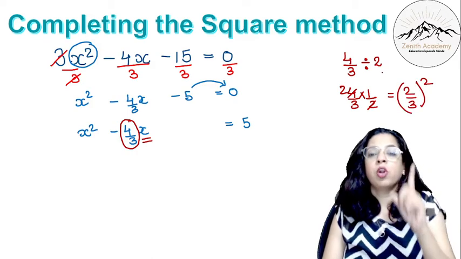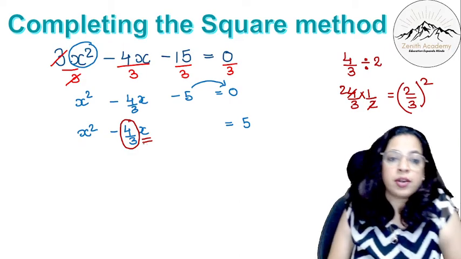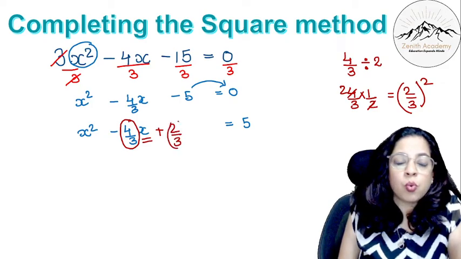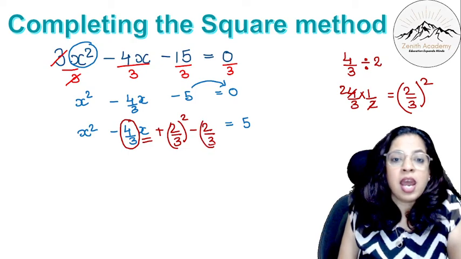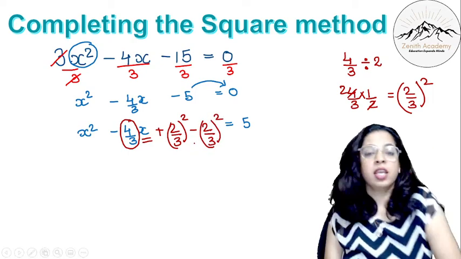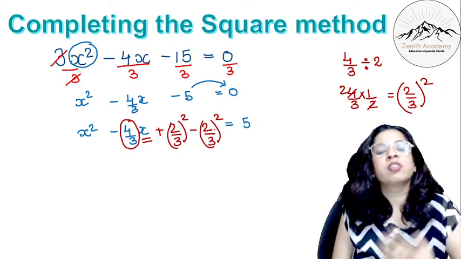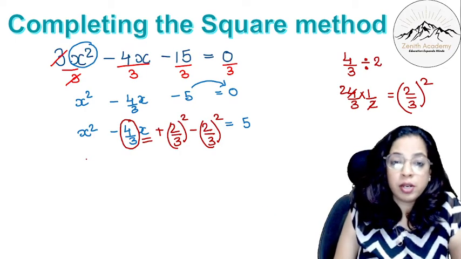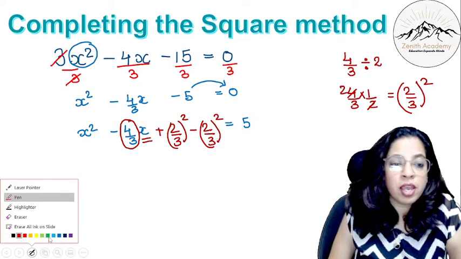So what we did, we divided the number by 2 and then squared it. And then we add this number, 2 by 3 square, and we subtract the same number. If we add and subtract the same number on any side, the equation remains unchanged. If you add a number and you subtract the same number, then there is no change in the equation. So you can do that. Now, why have I done this? I will explain why I have done this.